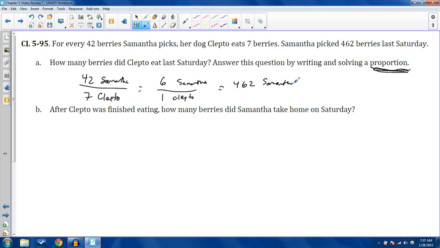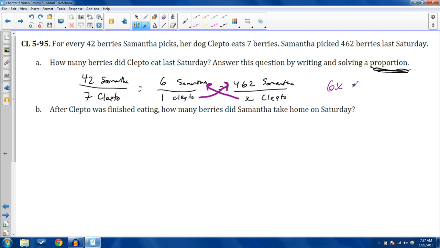Samantha is there, and Klepto is your x. Right there, it's your unknown. How many did Klepto eat? There are a lot of different ways you can do this. You can talk about cross multiplication, this and that. I'll do cross multiplication for this one. I would like to offer a lot of different ways, but I don't know if time is with me here, so I'll avoid that for now. I'll give you one of them, cross multiplication.